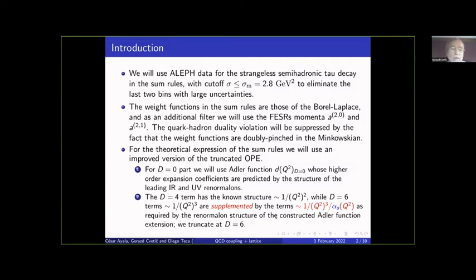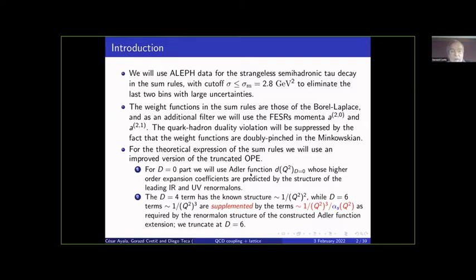For the theoretical expression in the sum rules, we will use a somewhat improved version of the truncated OPE. For the zero part, as usual, in the Adler function, we will use the known expansion coefficients, plus in some cases, extension to higher orders, motivated by the renormalon structure of the Adler function.